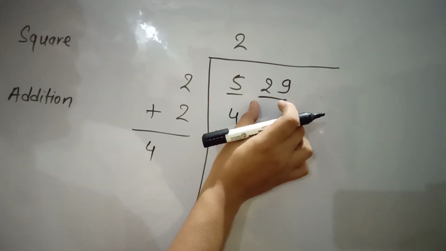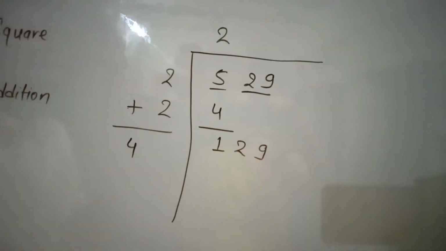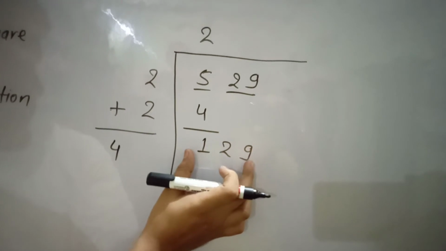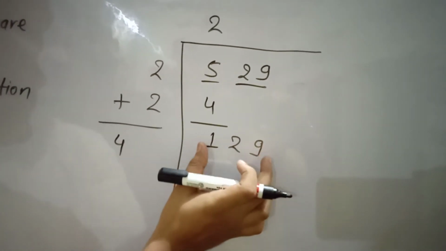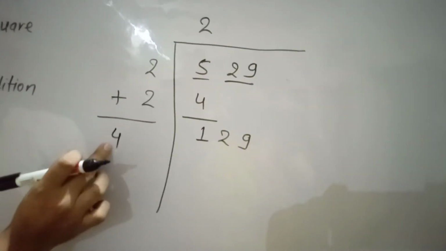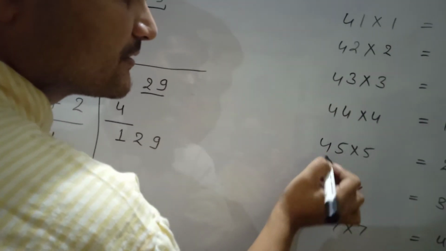Now we will take the next pair. So the next pair is 29. So the next dividend will be 129, and in the divisor section we have only 4. So we will include 4 in here in every number.